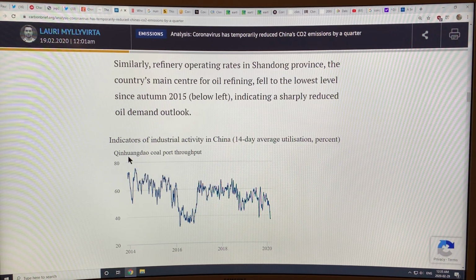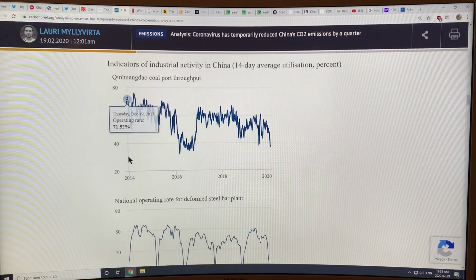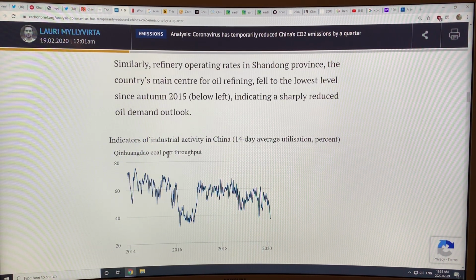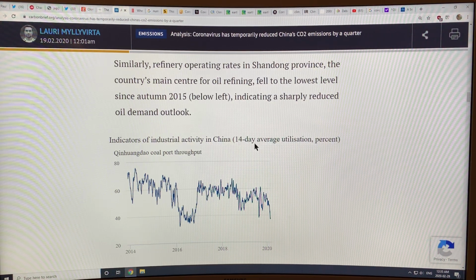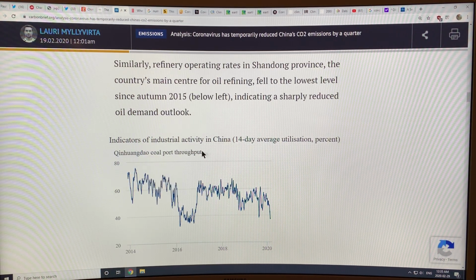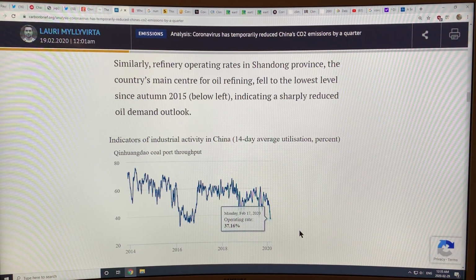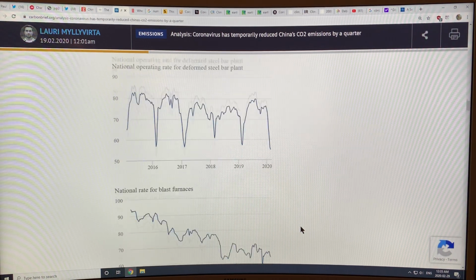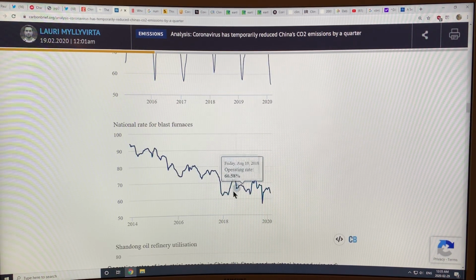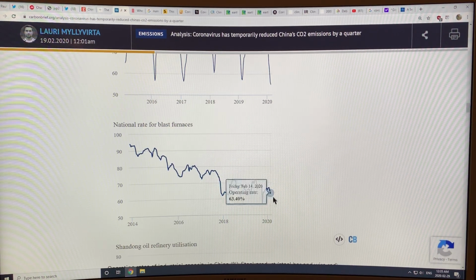This is coal. This is one of the ports where coal comes in, the throughput of coal. And this is the 14-day average utilization as a percent of the capacity of the port throughput, and you can see we're dipping significantly here. This is a deformed steel bar production plant. You can see the dip each year due to the Chinese New Year, and the dip's here, but the dip has stayed lower. The national rate for blast furnaces is also dipping down.